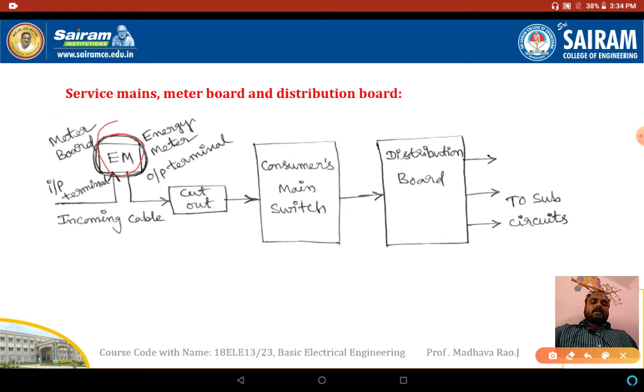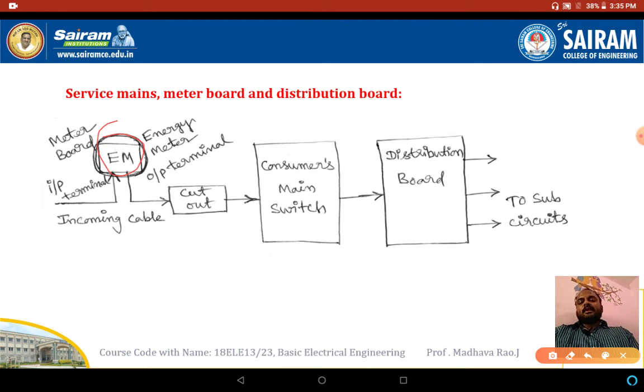So next one, whenever excess current comes to the consumer premises, automatically the fuse will melt and disconnect the supply. So automatically it will protect the consumer appliances, right. So it works in two ways. Whenever the supply current exceeds the rated value, automatically it will blow. Whenever the consumer draws more current, automatically it will blow off, automatically it will disconnect.